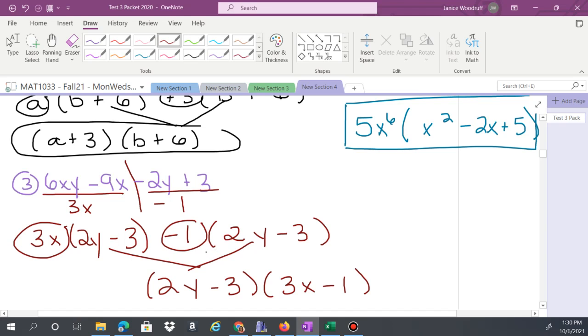Yes, question. So 6 and 9 are both divisible by 3, and then they both have an x. Okay, so that is section 1.